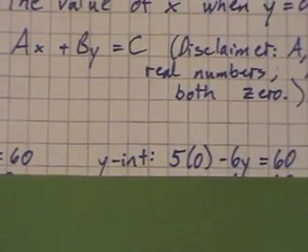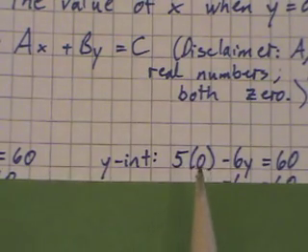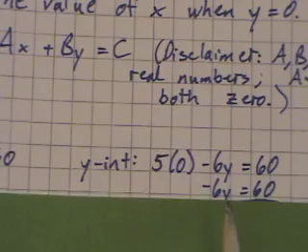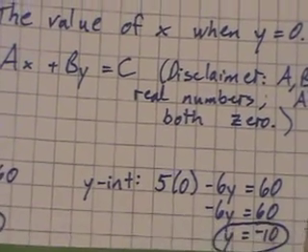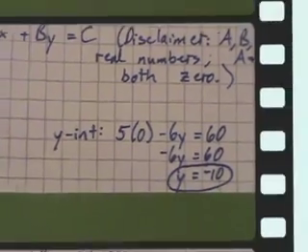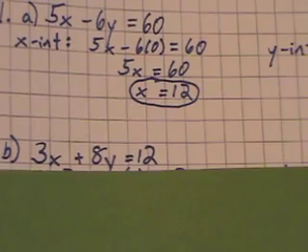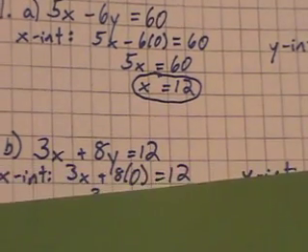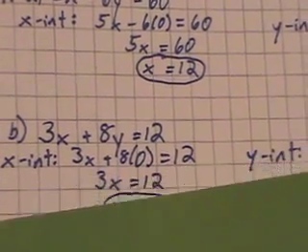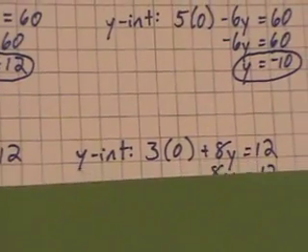Same process over here. For your y-intercept, plug in a 0 for x, which leaves you with, be careful, a negative 6y. So your y-intercept is at negative 10. Letter B, exactly same process. Please write the equation down first. And then x-intercept, y-intercept.